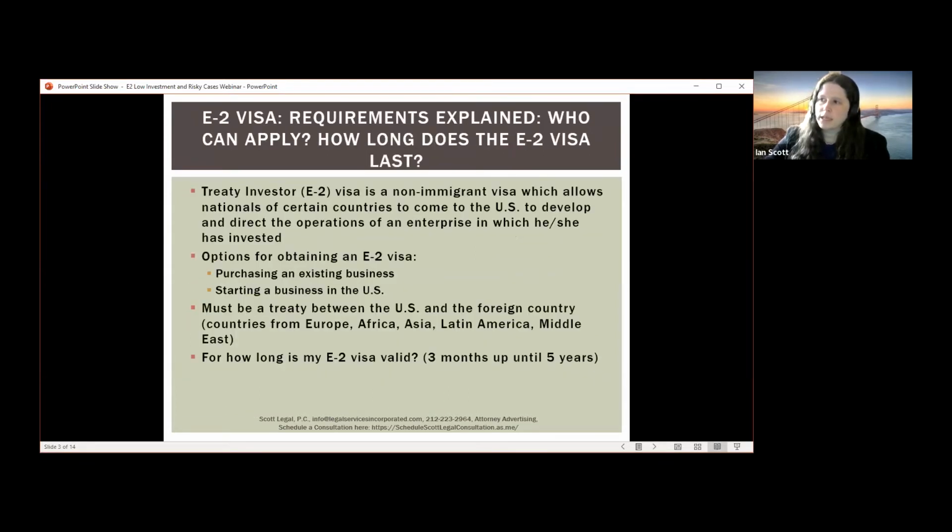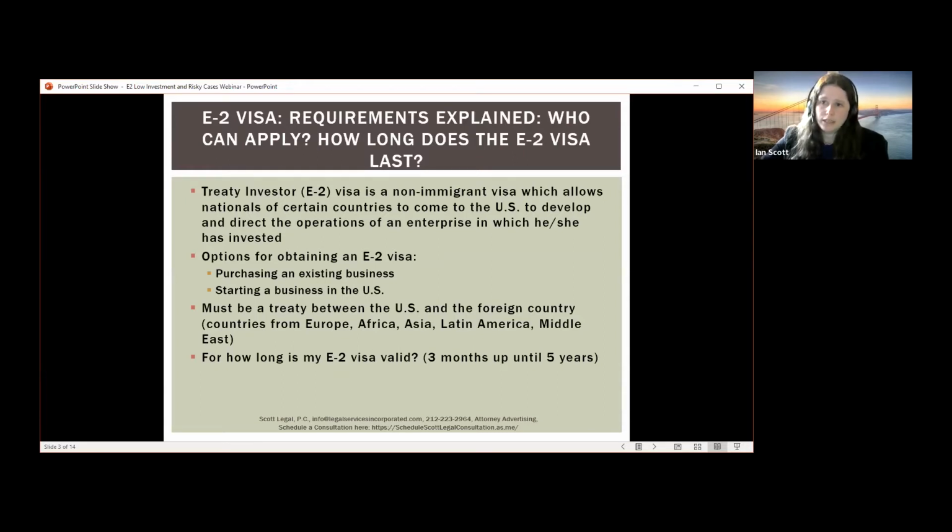So looking more in depth at who can apply and the length of the visa, as I mentioned in the other slide, the treaty investor visa is for nationals of certain countries to come to the US to develop and direct the operations of an enterprise in which they've invested. So only those treaty country nationals can apply. For the E-2 visa, you can either purchase an existing business or you can start up a new business in the United States. In terms of the treaty countries, they're really treaty countries from all over the world. There are publicly available lists you can look at if you have any questions about whether you qualify.